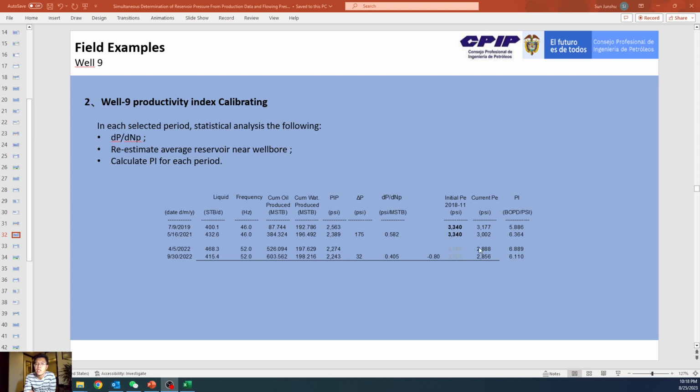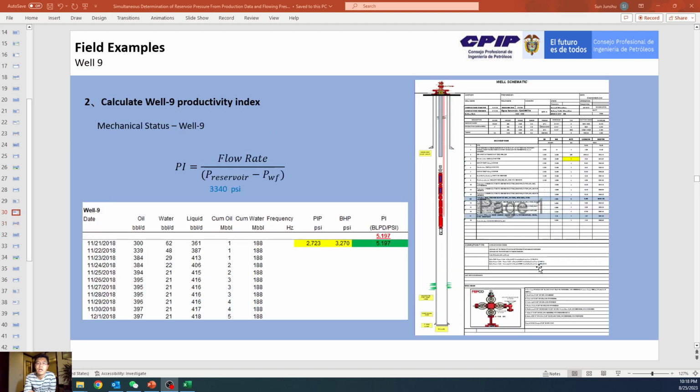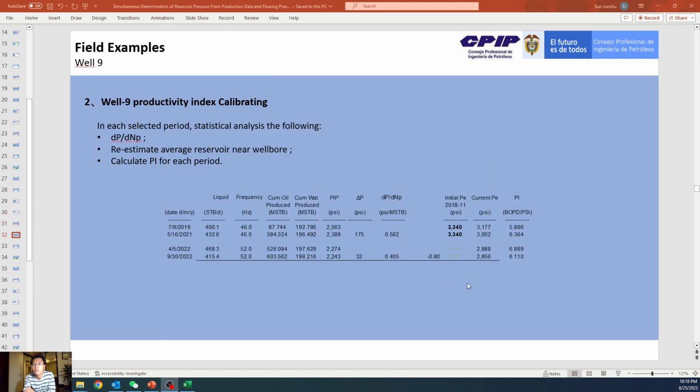We compare these PIs with the initial PI, that is 5.2. So this is relatively a little lower compared to the numbers in 2022, but closer to the PI calculated in 2019.